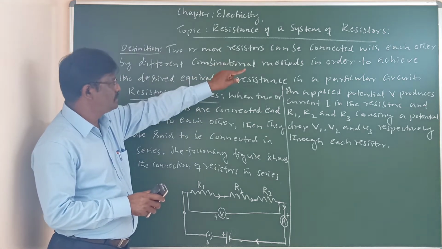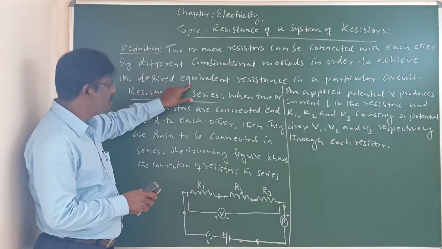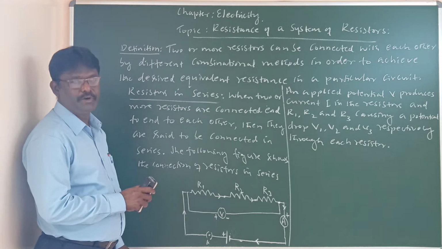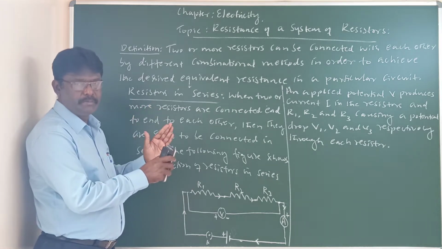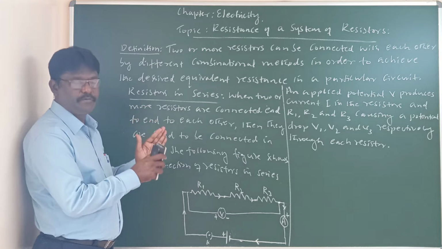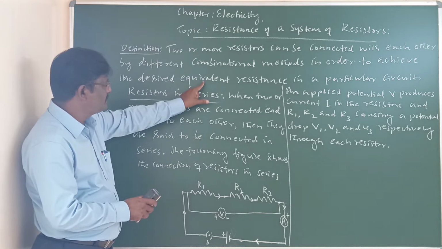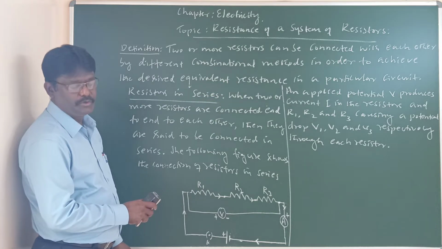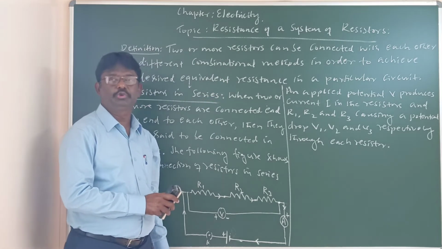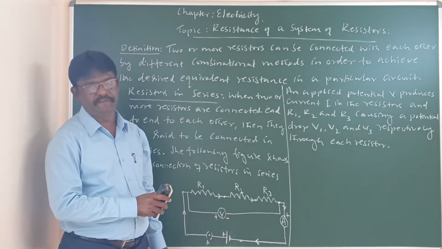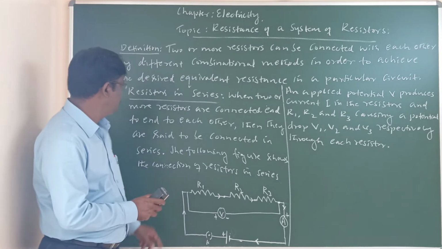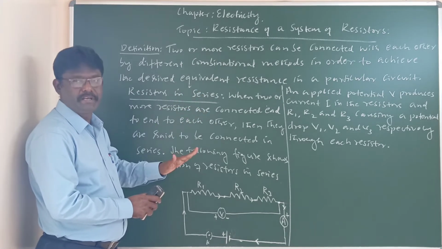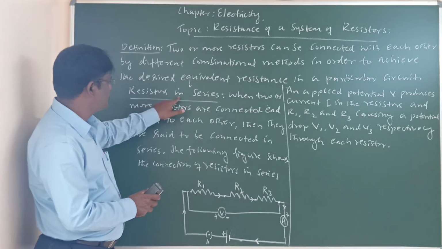Combination methods in order to achieve the desired equivalent. Equivalent is nothing but the resultant. Because of what? The combination of two or more resistances, we get the resultant. The resultant we say equivalent resistance in a particular circuit. Okay, basically there are two methods of joining resistors. The first one is resistors in series. Next, resistors in parallel.